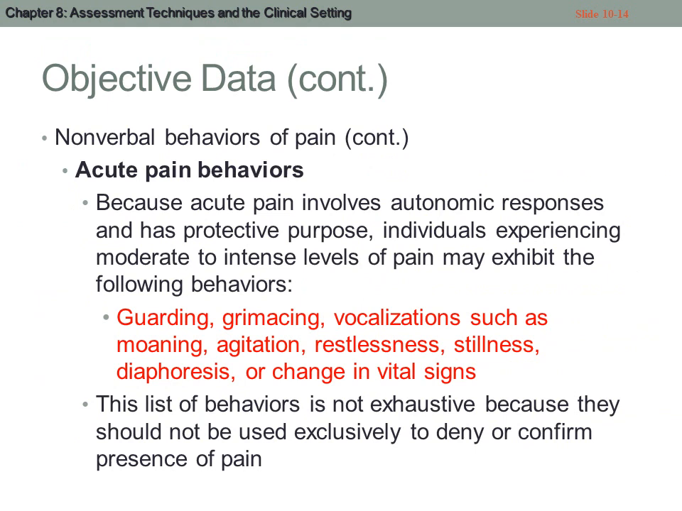So a patient can experience pain without actually saying a word. So remember that Alzheimer's patient I was asking about? Sometimes they can't tell you that they're having pain, but there's some things that we can see that would actually give us a sense. So we have some acute pain behaviors, and it's not only Alzheimer's patients you'll see this in, but you'll see it in other patients as well.